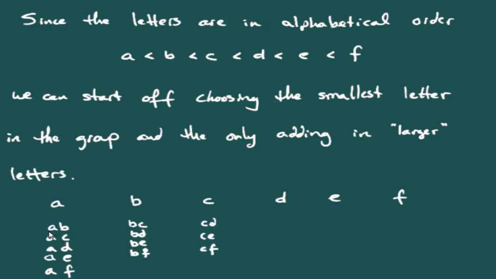So from A, we could have AB, AC, AD, AE, AF. From B, we could have BC, BD, BE, BF. From C, we could have CD, CE, CF. For D, we have DE and DF. And for E, we can pretty much only throw in the letter F, that's going to be bigger than E.